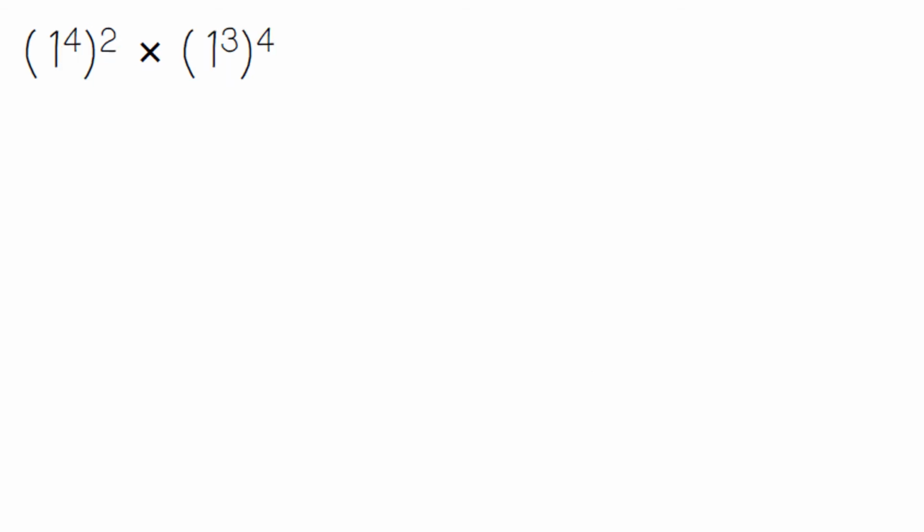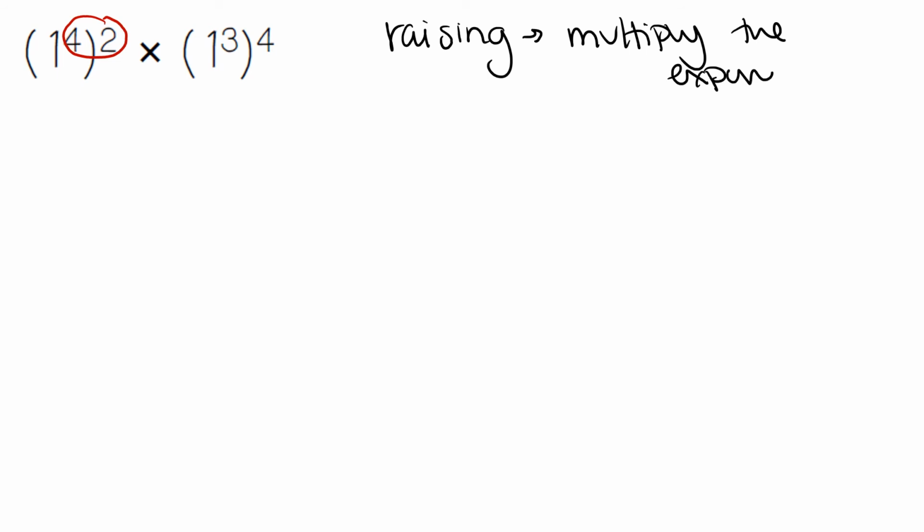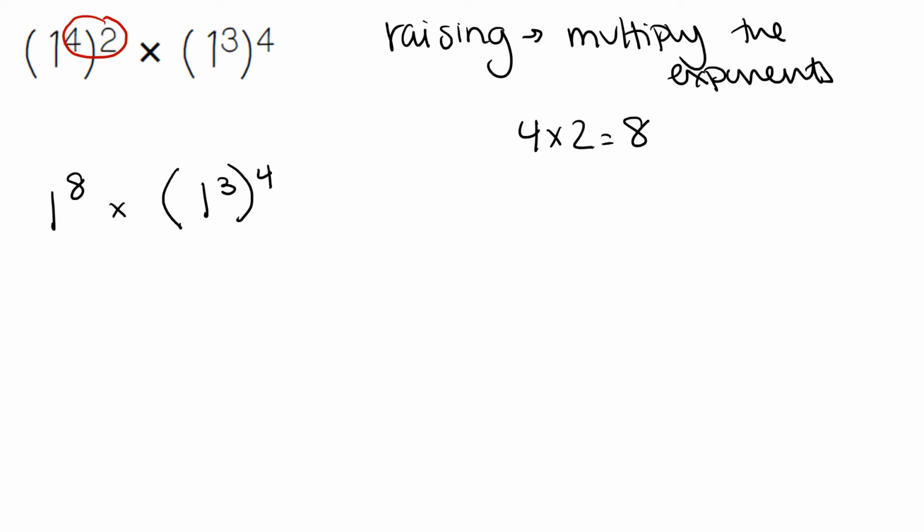For this problem, we have 1 to the 4th power raised to the second times 1 to the 3rd power raised to the 4th. So we have 2 raising to a powers, so we can start with either one. It does not matter which problem we start with. I'm going to start with the first one. When we are raising to a power, we know that we are going to multiply the exponents. And so I'm going to multiply the 4 and the 2 to get 8. And so I'm going to rewrite my problem. 1 to the 8th power times 1 to the 3rd raised to the 4th, because I didn't use that piece of it yet.